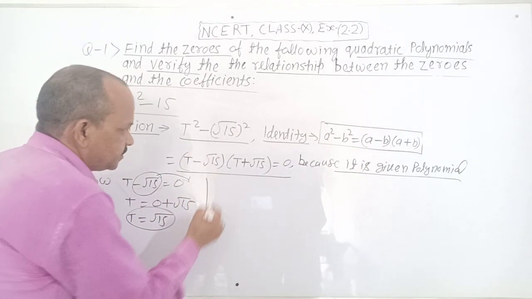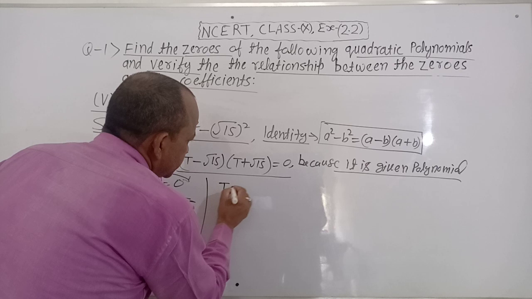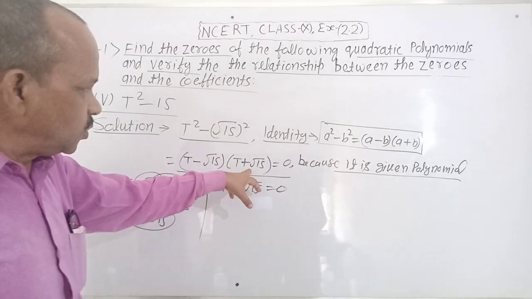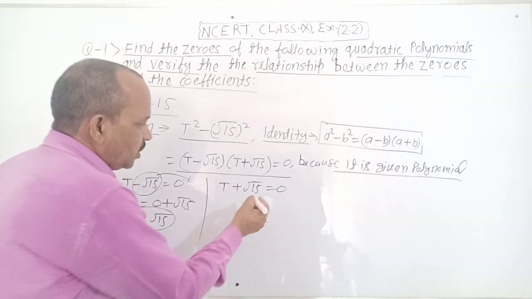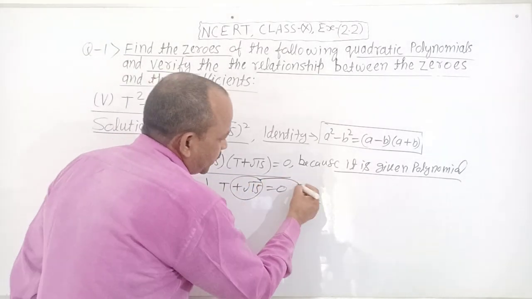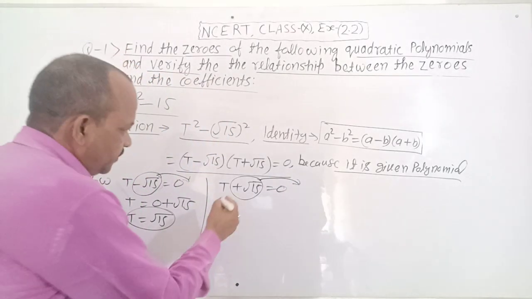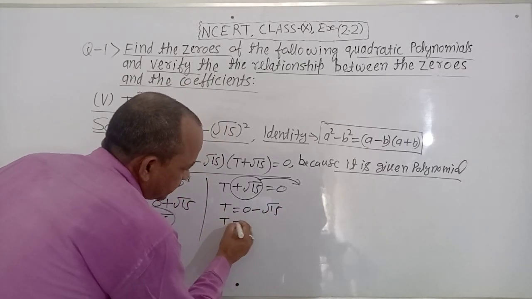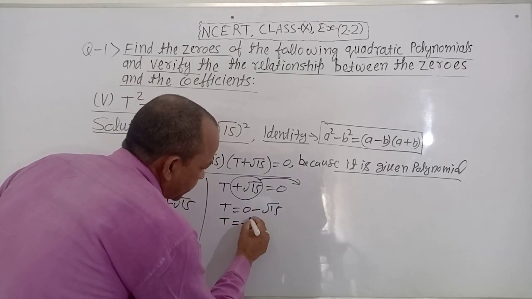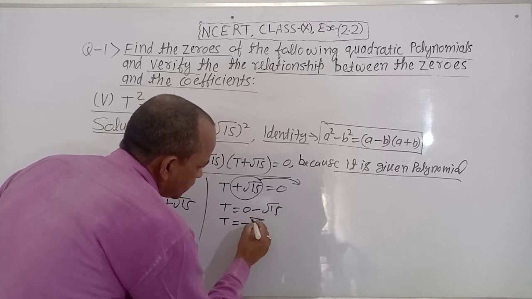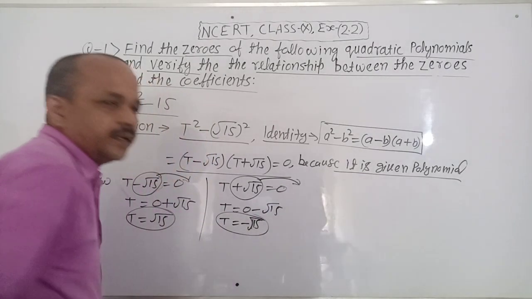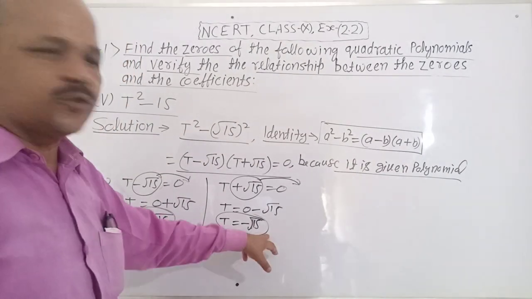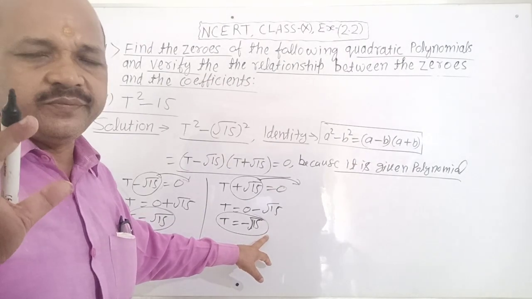Very good. Here t plus root 15 equal to 0. You can write root 15 on the right side. It becomes t equal to 0 minus root 15, or t equal to minus root 15. You find t equal to root 15 and t equal to minus root 15. It is clear? No confusion about it?